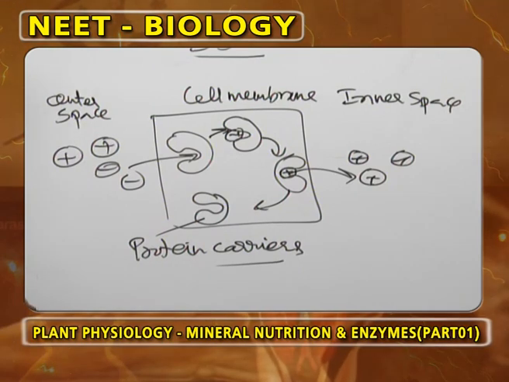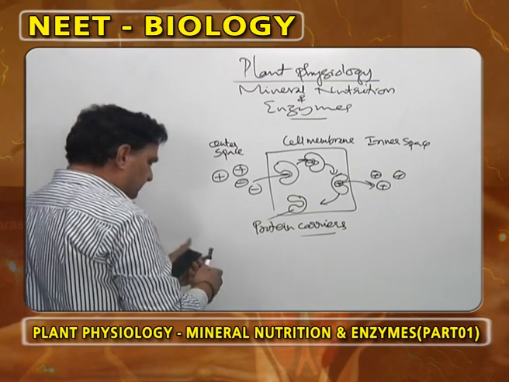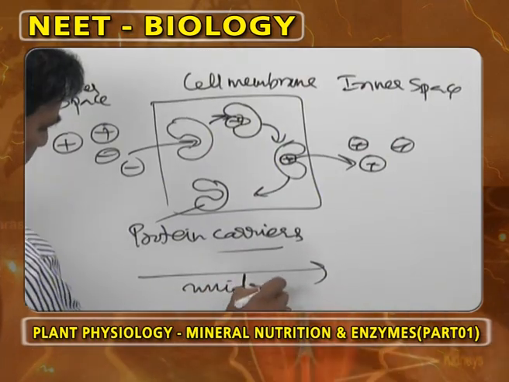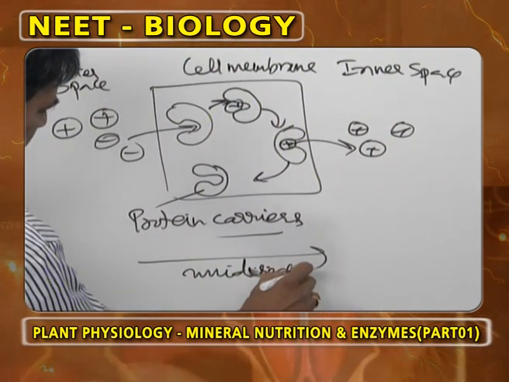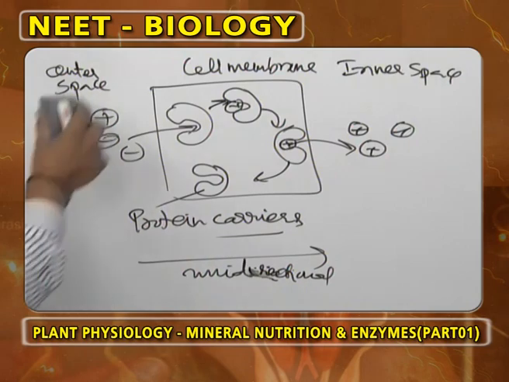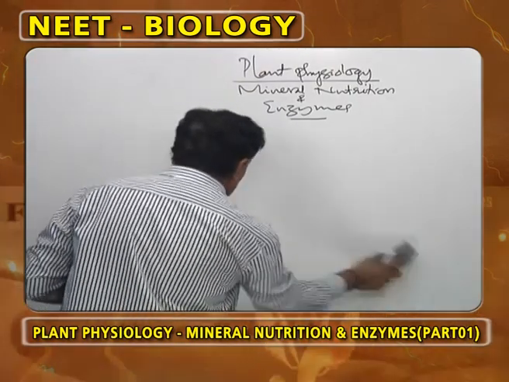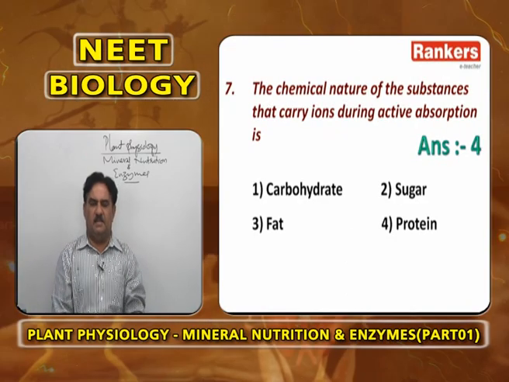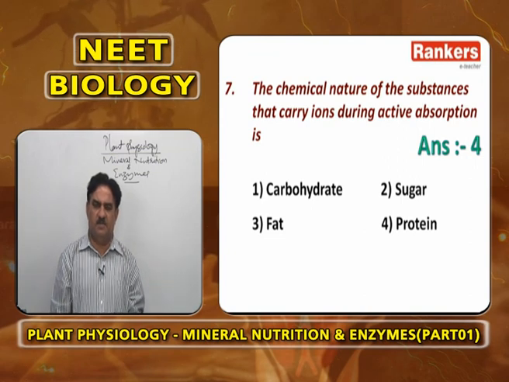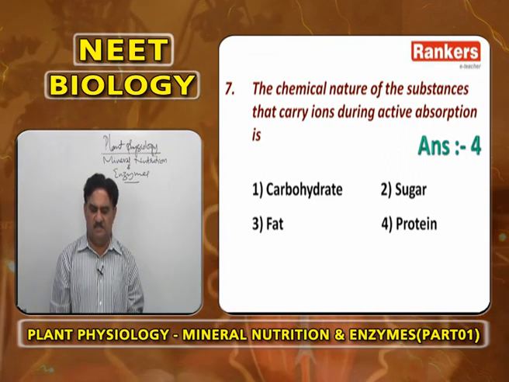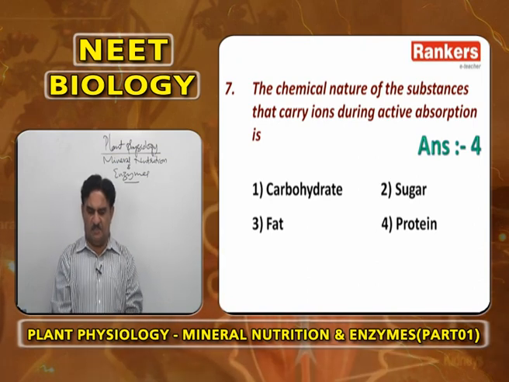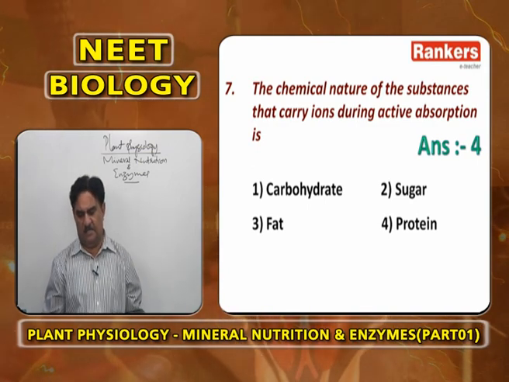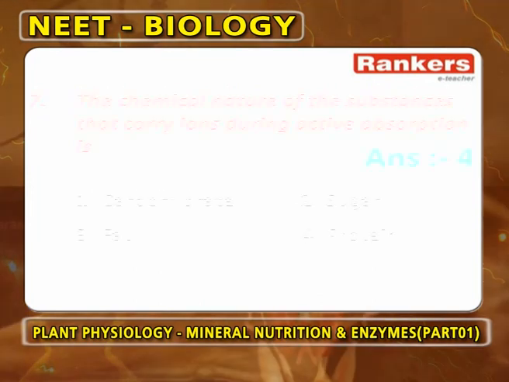The special carriers which take ions from outer space to inner space, only in a unidirectional manner, that is only from outer space to inner space, are proteins. By utilizing ATP, they become active. They take ions and become ion carrier complexes, then throw the ions inside the cell by showing conformational changes. So, the chemical nature of substances that carry ions during active absorption is not carbohydrates or sugars or fats, but they are proteins.